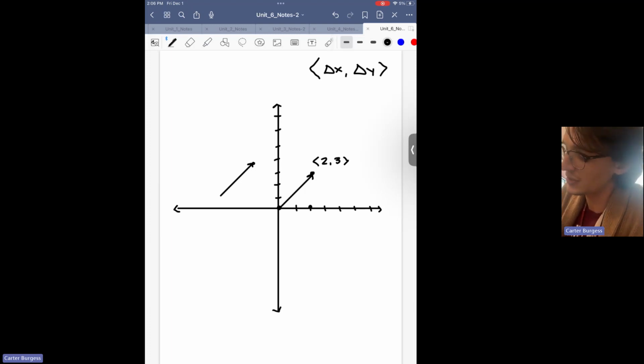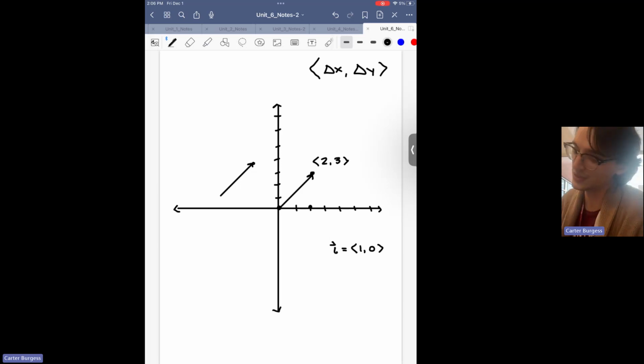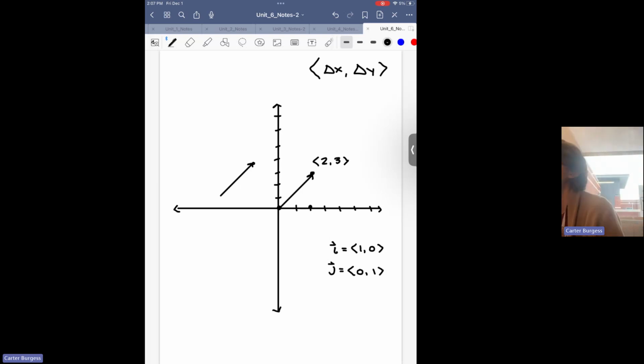The direction vectors that we are going to focus on, we will call them I. Notice that I'm using this little arrow. This is not i, the square root of -1. This is i, the direction vector, which is the vector 1, 0. So it only is pointing us in the x direction. And the second direction vector that we will use is j, which is its complementary 0, 1.